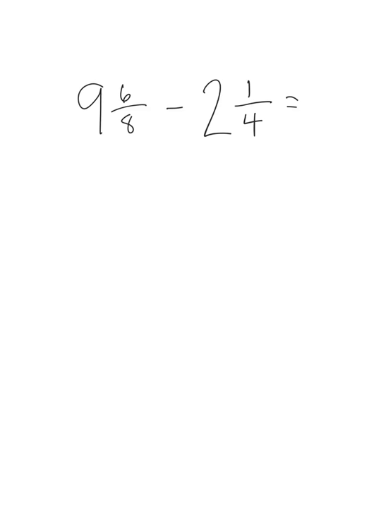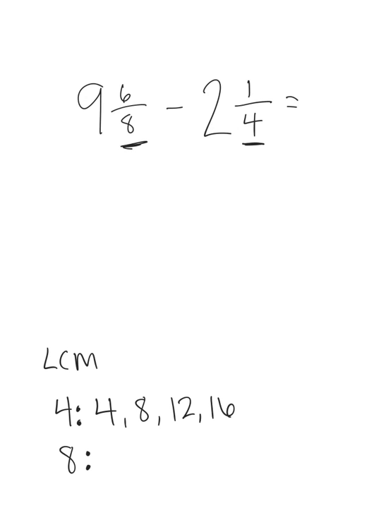Let's talk about how we would subtract mixed numbers. Okay, so I have the equation 9 6/8 minus 2 1/4. And just like before, and when we're adding and subtracting fractions in general, I know that my denominators need to be the same. Okay, so let's find our least common multiple between 4 and 8. Well, I know my multiples of 4 are 4, 8, 12, 16, and 20. And I'm going to stop right there.